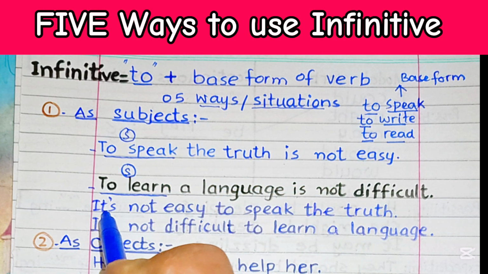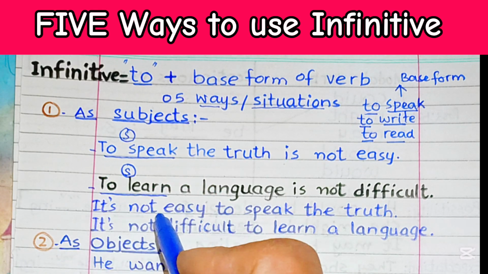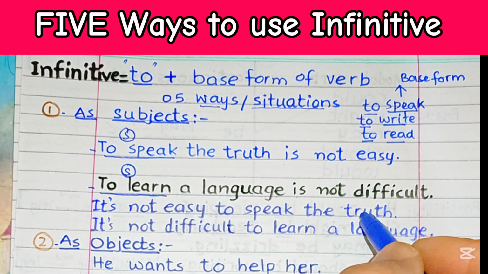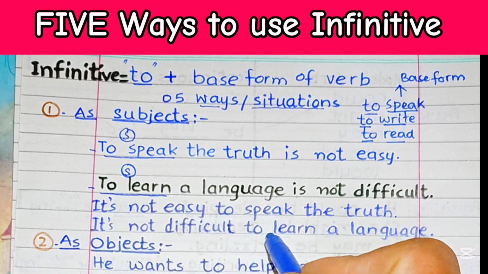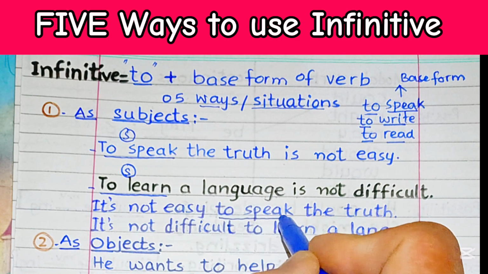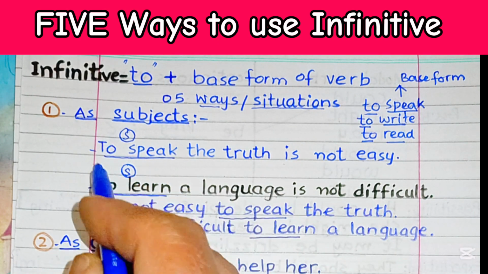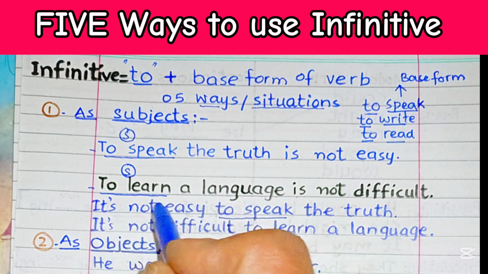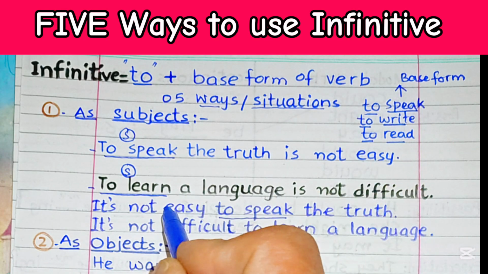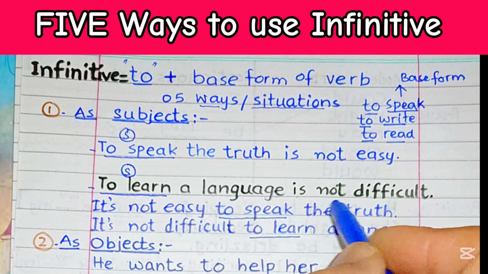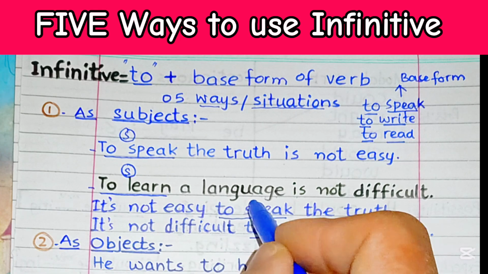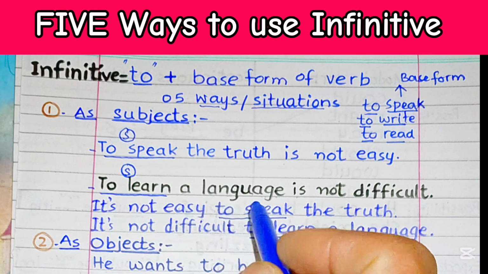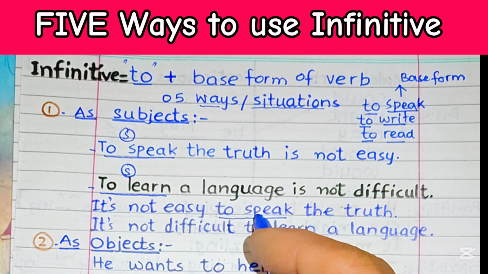Like we may alter it like this: it's not easy to speak the truth. Or it's not difficult to learn a language. So both the subjects in sentences 1 and 2, to speak and to learn, have been put in between. It's not easy, so easy comes earlier. So it's not easy to speak the truth. So it is possible like this to use infinitives as subjects in daily or informal language.